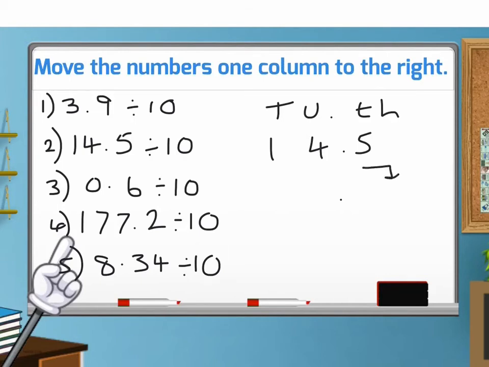So the 5 goes from the tenths to the hundredths, the 4 from the units to the tenths, and the 1 goes from the tens to the units column. So 14.5 divided by 10 equals 1.45.